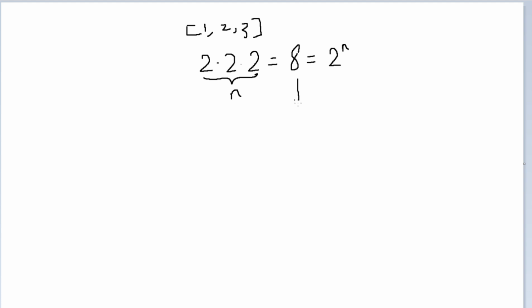So we will have different sizes of subsets. We'll have a long one like 1, 2, 3, and like just 1, 2, or just a single element. So in this way, the time complexity will be 2 to the power n. The n will be the number of elements in the input.